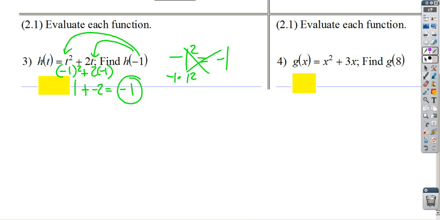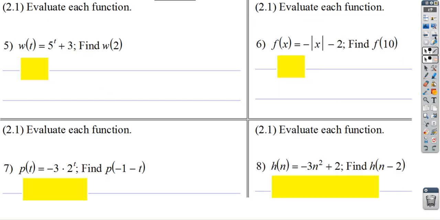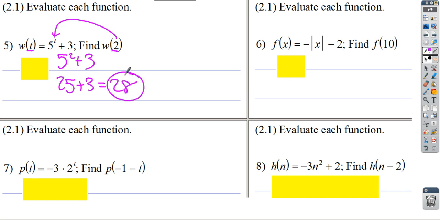Alright, this one right here, wherever I see an x, I'm going to plug in the number 8. So I get 8 squared plus 3 times 8. 8 squared is 64, and 3 times 8 is 24. 64 plus 24 equals 88. Okay, these are similar problems again, but with a different type of function. This is an exponent function now. So this time, wherever I see a t, I'm going to plug in the number 2. So 5 to the 2 plus 3. 5 squared is 25, and 25 plus 3 equals 28.